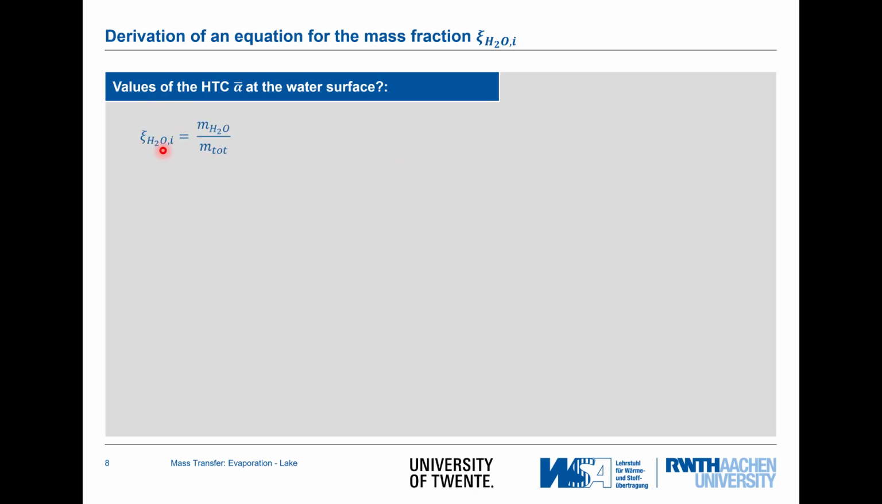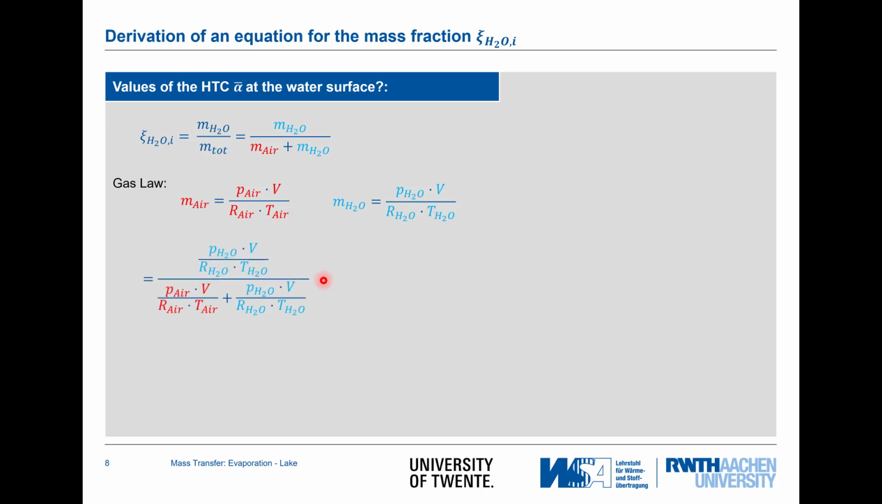So mass fraction here is mass of water divided by the total mass. That's air and water, or water vapor, and air. Both I will calculate from the universal gas law. So I take the same volume in here, the specific gas constants. I had said that the temperatures are the same. So this expression can be simplified, same temperature, same volume, so I get the ratio of partial pressure divided by the corresponding gas constant to be taken into account.